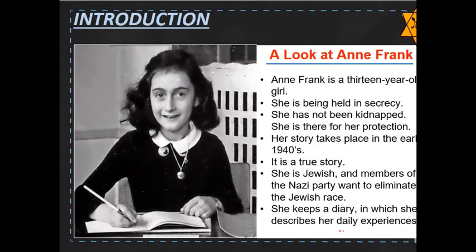Before we get into today's lesson, let's take another look at Anne Frank. As our story begins, Anne is a 13-year-old girl. She is being held in secrecy, but she has not been kidnapped. She is there for her protection. Her story takes place in the early 1940s, and it's a true story. Anne is Jewish, and members of the Nazi Party want to eliminate the entire Jewish race. But during this ordeal, Anne keeps a diary in which she describes her daily experiences.